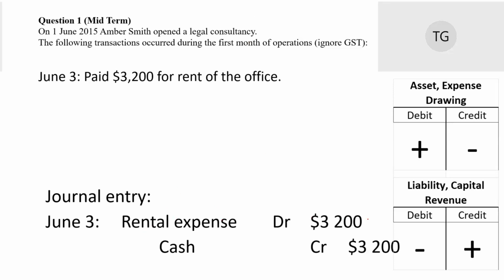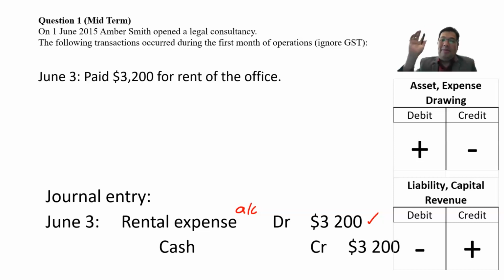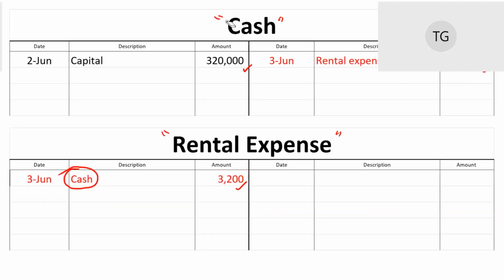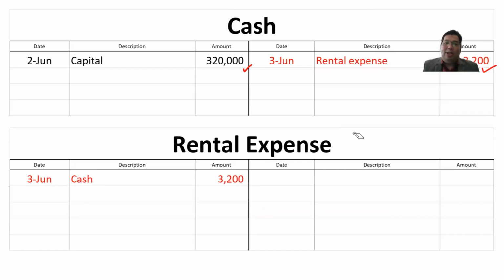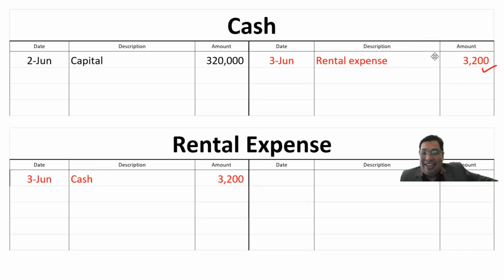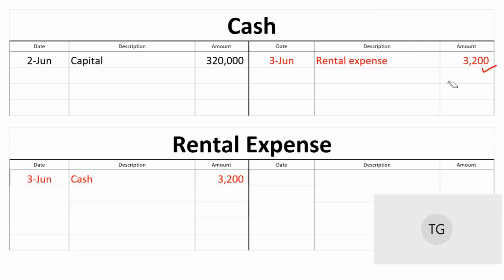Rental expense debit 3,200. This one is the rental account, yeah? Rental expense account. Debit 3,200. Yes, I understand the whole thing up to here. Okay. So between these two, which one is the rental account? The top or the bottom one? What do you mean exactly? Which one is the rental account?